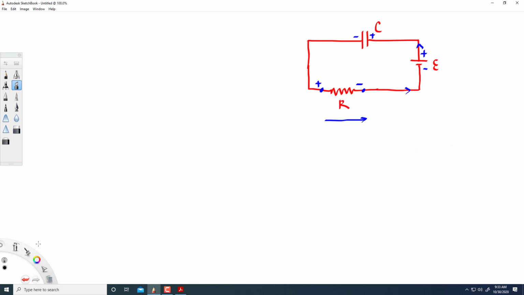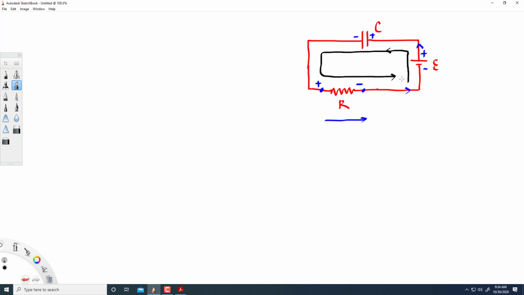Write the Kirchhoff's rule for the circuit. So let's write the Kirchhoff's rule. When we write it, we first need to choose a loop, either a clockwise loop or a counterclockwise loop, whichever you want. Loop means a path. We are just following some path. So let's follow this counterclockwise path. I'm choosing this counterclockwise path.